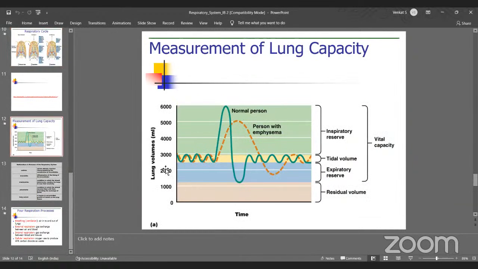Then next, the measurement of lung capacity. There is a normal person and a person with emphysema. This is the ratio of lung volume, for example 3000: residual volume and expiratory reserve, tidal volume and inspiratory reserve. It is the vital capacity.